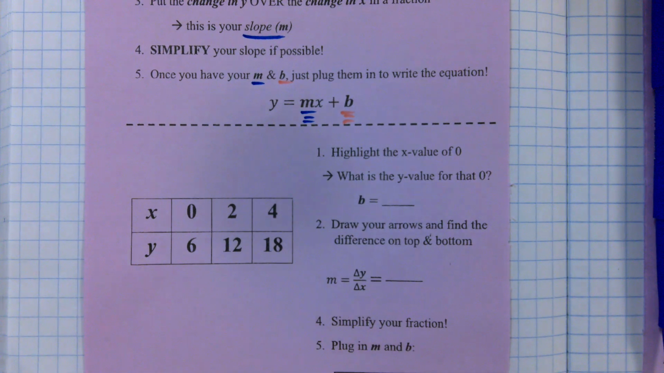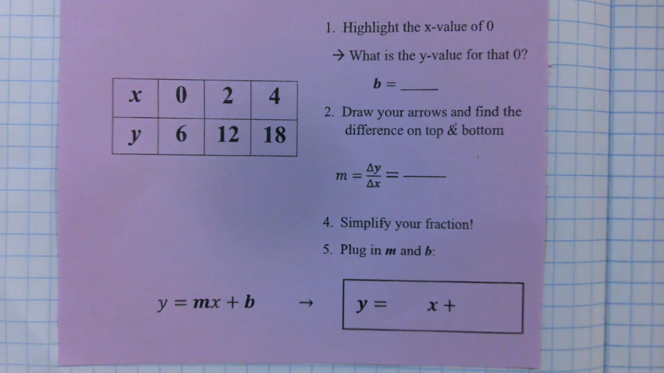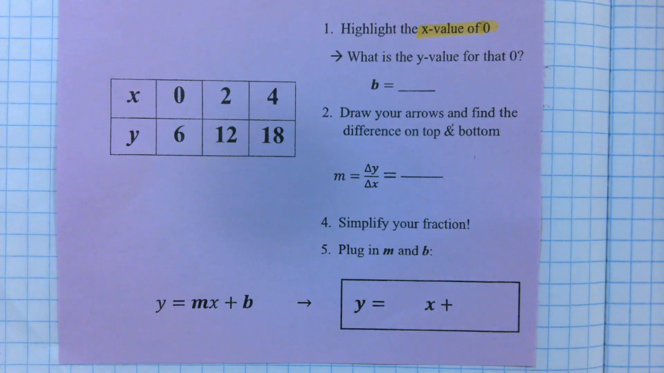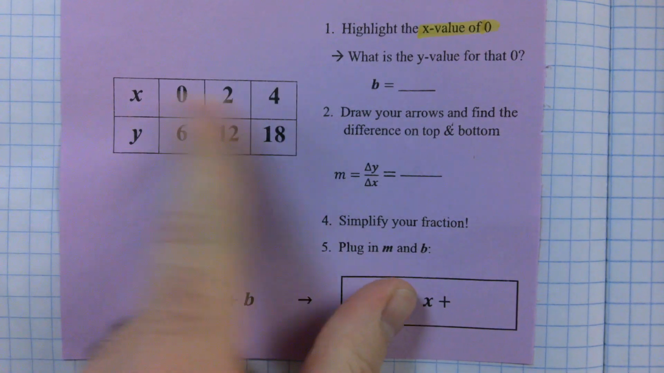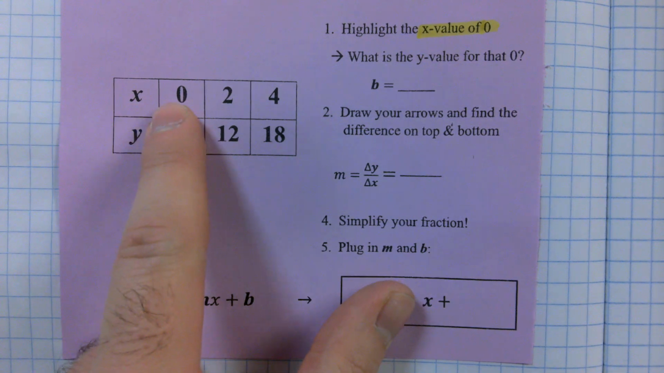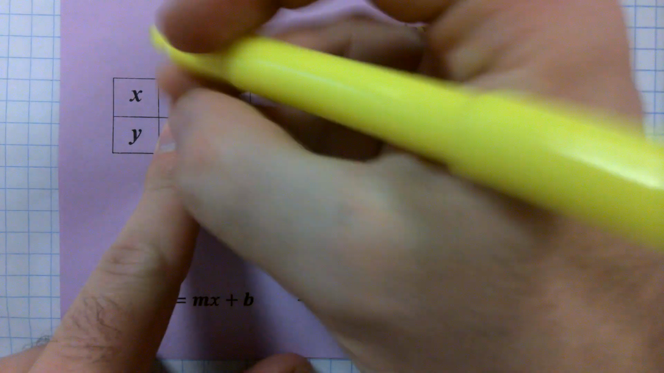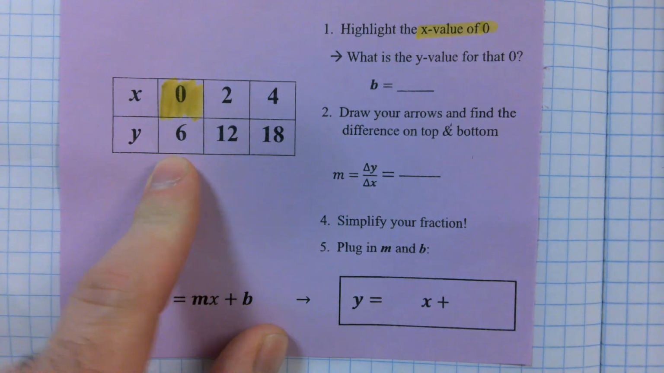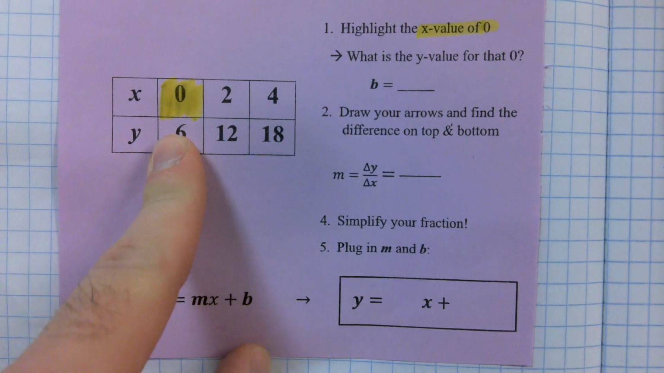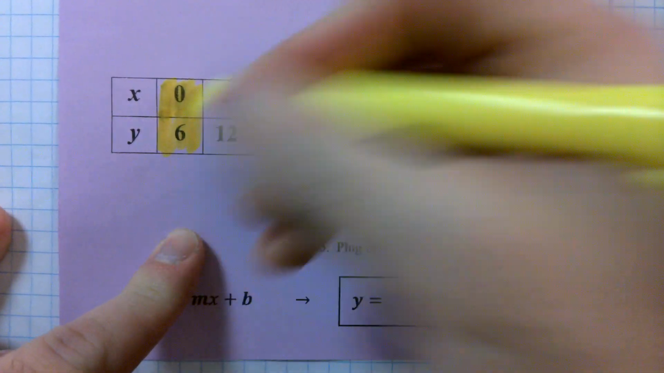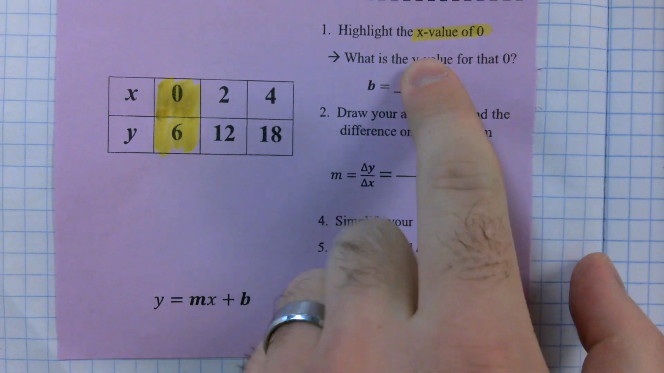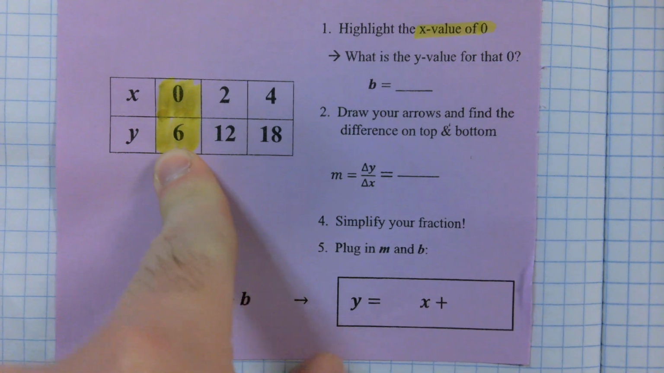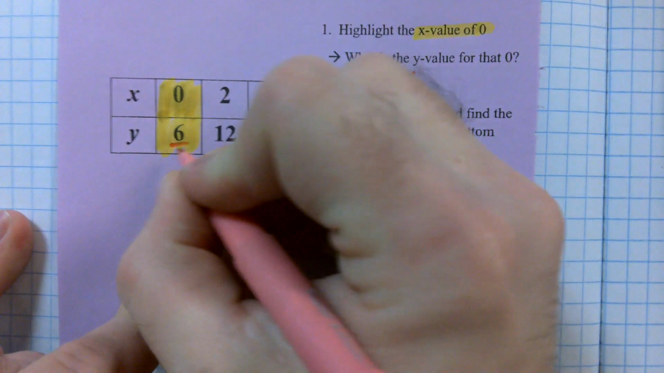So if I'm looking at this first table down here, I'm going to move this up. All right, with our highlighters, we're going to find an x value of 0. Do you guys see a 0 on the x row up here on the top? Yeah. I see my x values are 0, 2, and 4. So I'm going to take this 0, I'm going to highlight it, and I'm going to highlight the number right below it, the y value that goes with that 0. All right? So for that 0 that we found, what was the y value that we highlighted, Angelina? 6. So my b is equal to 6.